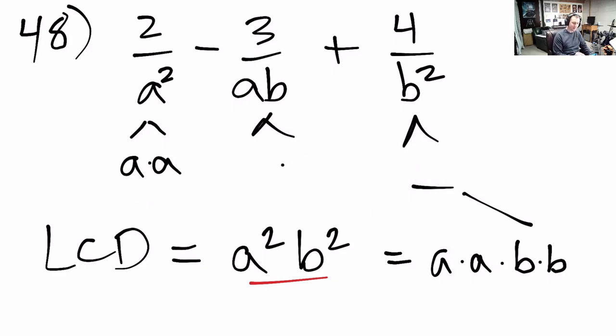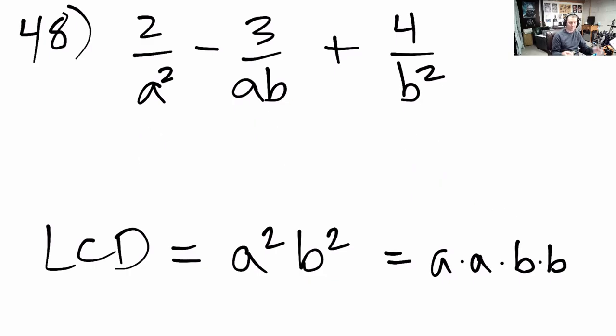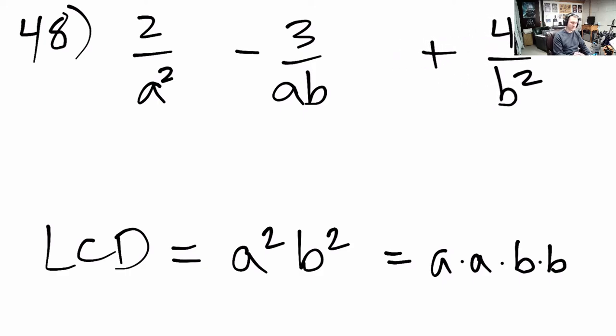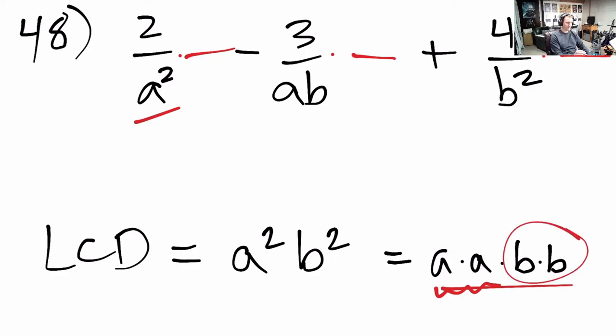To solve this problem, we need to add and subtract these fractions together, which means we need to make sure that they have the same denominator, which means we need to introduce some things here that are missing, because as it is, we can't just add them together. They've got different denominators. So how do we introduce? This should be familiar to you. We're going to multiply by 1 in each of these. And the way that we do this is we look at what is missing from the common denominator here. So this first one is a squared, which is right there. What's missing is b squared. So we're going to multiply this fraction by b squared over b squared. That way the denominator is now a squared b squared.